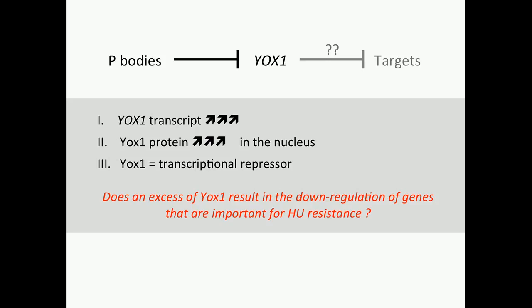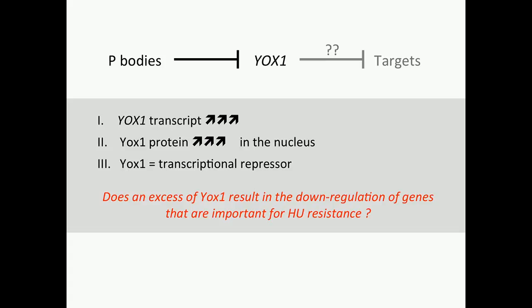Can you go to the next? Okay, so far I showed you that the YOX1 transcript is increased in LSM1 delta cells. YOX1 protein is more abundant in the nucleus, and YOX1 is a transcriptional factor, so a transcriptional repressor. So the next question that we wanted to ask was, does an excess of YOX1 protein result in the downregulation of genes that are important for HU resistance?